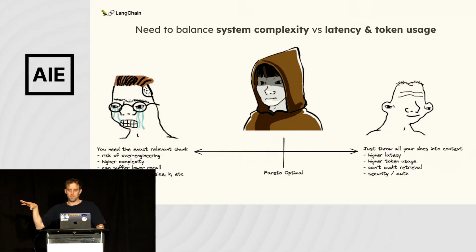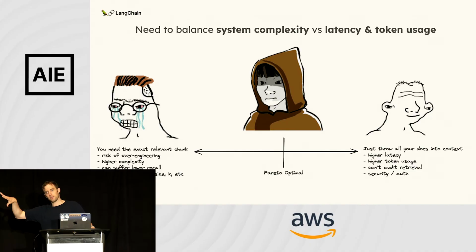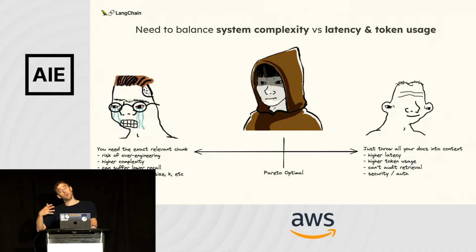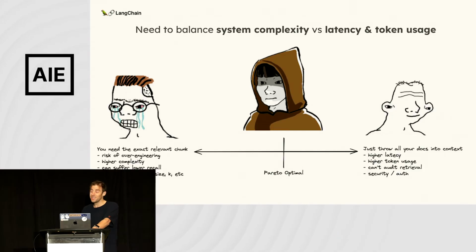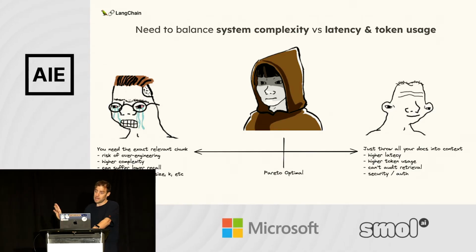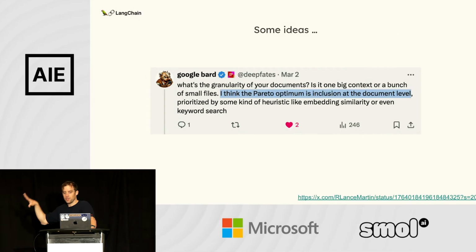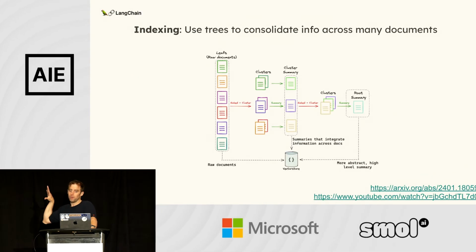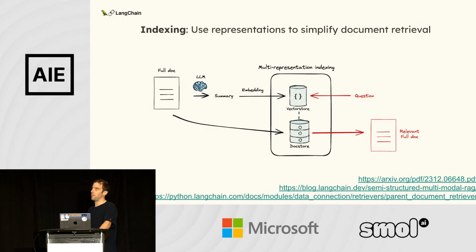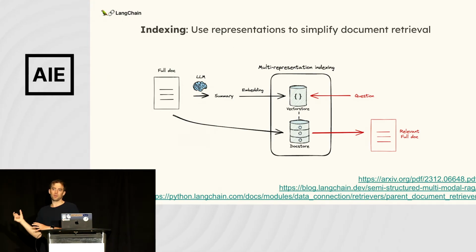On the other extreme, just throw everything into context. Google, I think this week, will probably announce some interesting stuff with context caching. Seems really cool. Maybe that could be a really good option for this. But higher latency, higher token usage, can't audit retrieval, security and authentication. Like if you're passing 10 million tokens of context in for your answer generation.